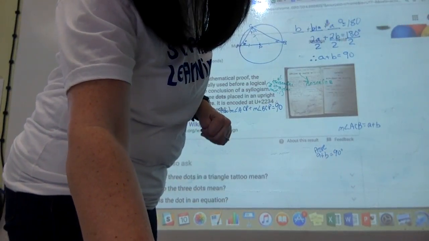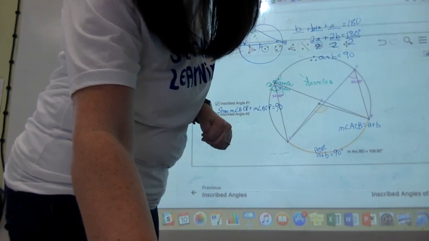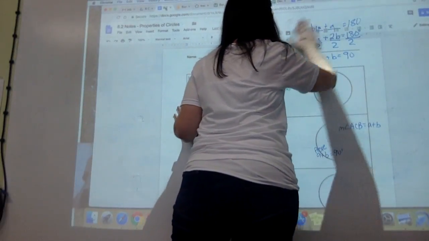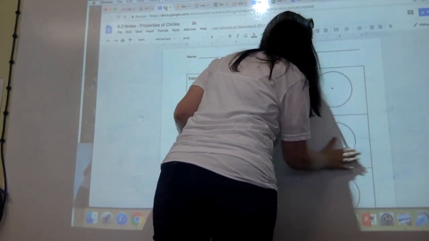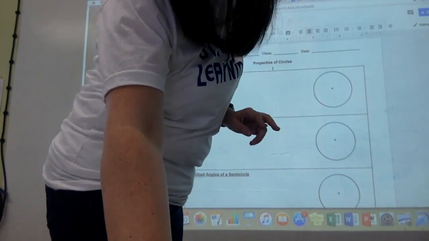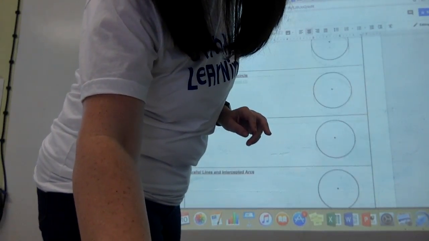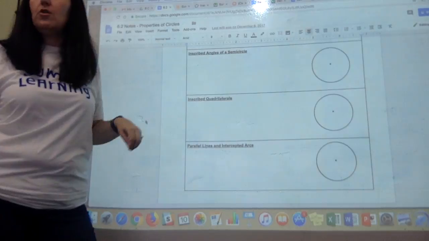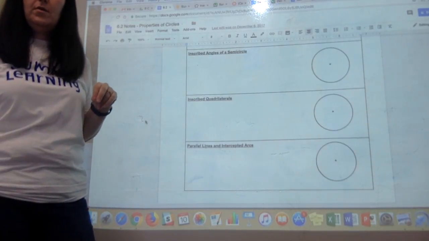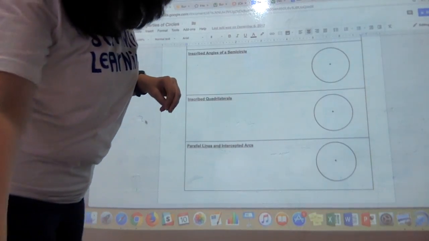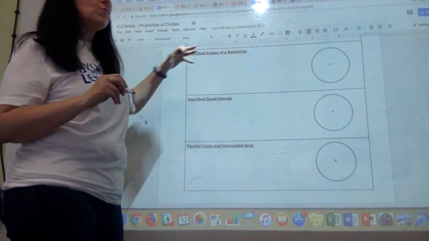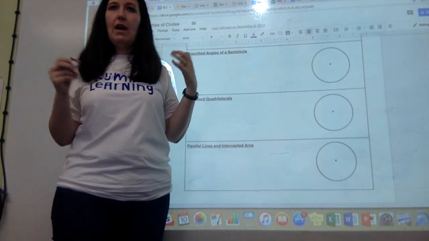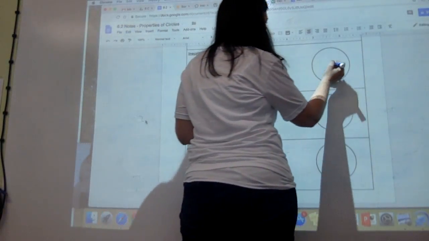Learn something new. So now we can go back. Everybody got this written down? Okay. So now we can go back and look at our properties of circles note sheet. And now, what can I say about the relationship between an inscribed angle of a semicircle? A plus B equals 90. Let's draw it. How do I create a semicircle? Cut it in half at the diameter. So I'm going to draw the diameter.